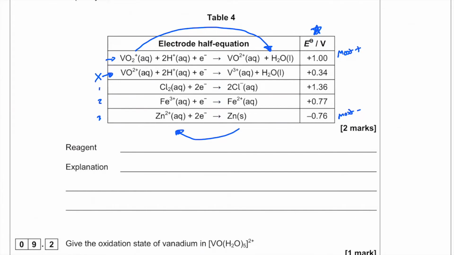In fact, looking at the table, it's not actually most positive to most negative, because it's almost like two separate tables, if you like. We've got our vanadium ones up here, but then we've got the other three reagents, so the chlorine, the iron, and the zinc, that are in a kind of separate table of their own, most positive to most negative. So I'm just going to do that. We want to think about it like this. Two separate tables there.